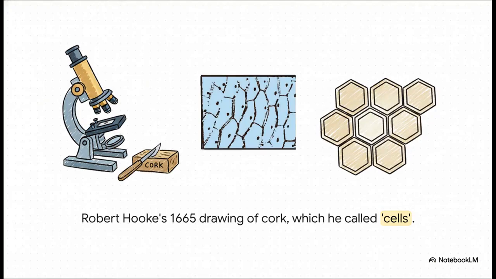It's the year 1665. A scientist named Robert Hooke is looking at a thin slice of cork under his own self-designed microscope, and what he sees is amazing. He sees these tiny, box-like structures, a bit like a honeycomb. You can see his drawing right here. He thought they looked like the small rooms or cells that monks lived in. And just like that, the term cell was born.